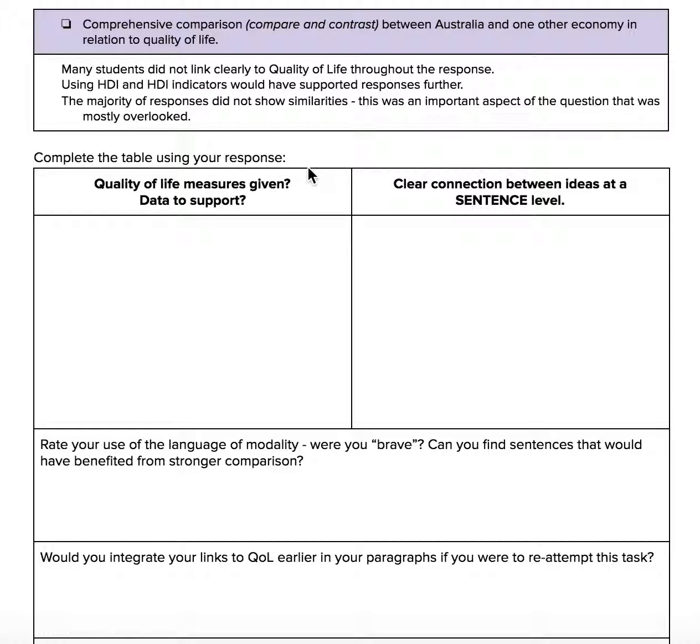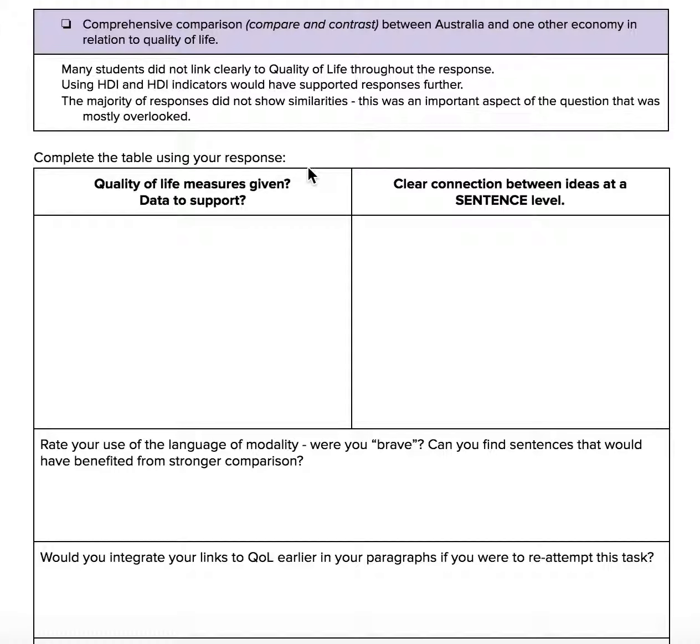So the first part of the criteria looked at this idea of comparison, okay? Many students did not link to quality of life enough throughout the response. And it was like it was an afterthought. It was like, oh yeah, employment, oh yeah, environmental sustainability, and I'll just put one link to it at the end of the paragraph. You might want to annotate that you needed to have this earlier in paragraph structure.